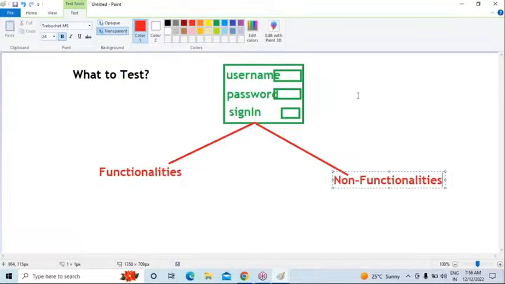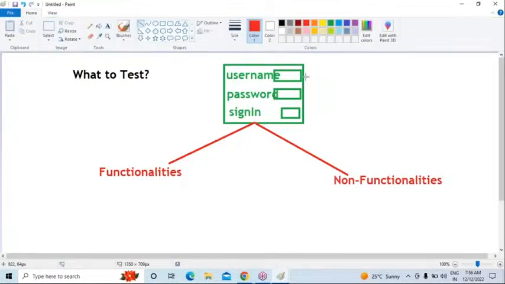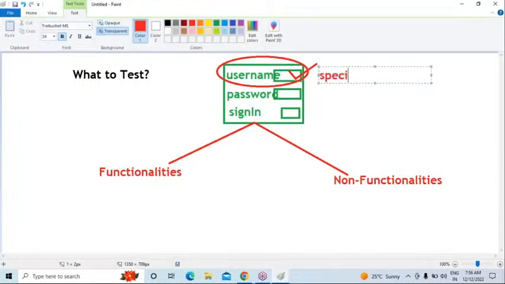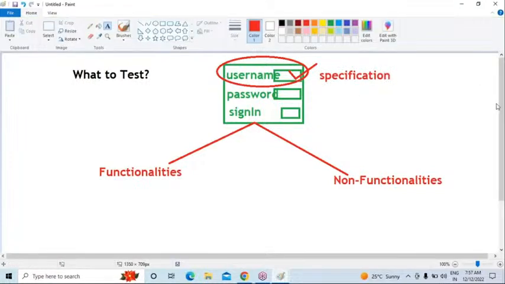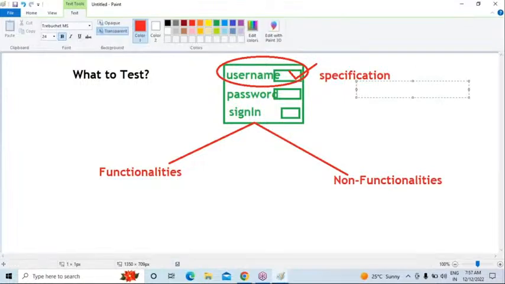So what is meant by functionality? Here, the username will be treated as a functionality. Whether this username is functioning correctly or not, working correctly or not, we have to test it. They give some specifications, and based on the specifications, we have to test whether the username field is properly working or not. What specifications are they giving? The username should be between 6 to 40 characters, so it should accept that.